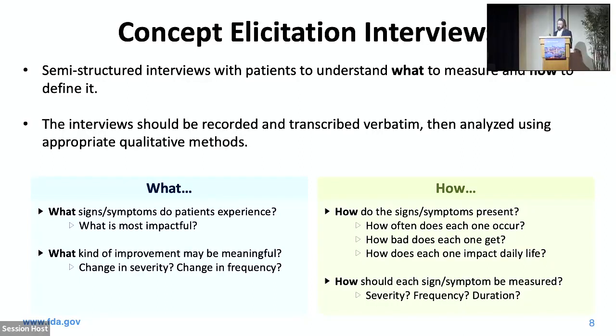Another thing I'll point out is that when interviews are conducted, the transcripts of the interviews themselves are evidence that would support the PRO. So it's very important if you decide to start doing interviews to support PRO development, that they are recorded and transcribed, because that's a powerful piece of evidence that would most likely be reviewed by FDA, but really supports the development of the PRO itself.